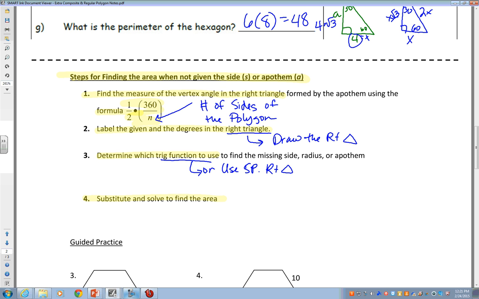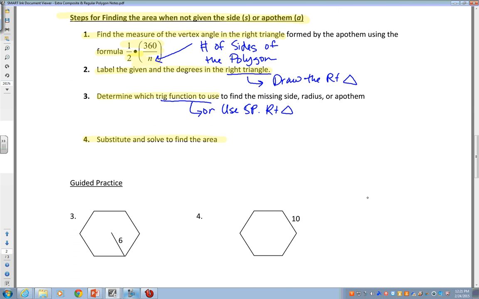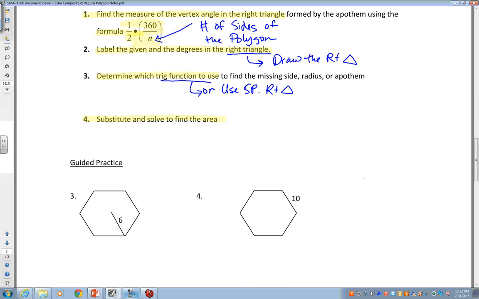The only difference is trig is going to give you an approximation. Special rights is going to give you the exact answer. The last thing is you have to substitute and solve to find the area. When you substitute and solve, you substitute in this formula: A equals 1/2 A times P. Just understand that A is your apothem and P is your perimeter.